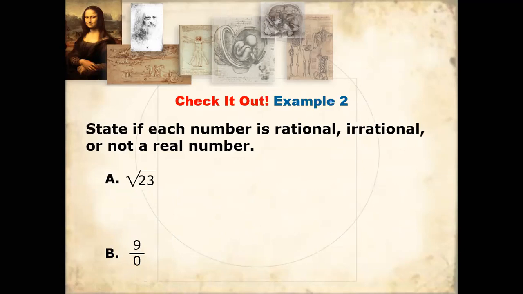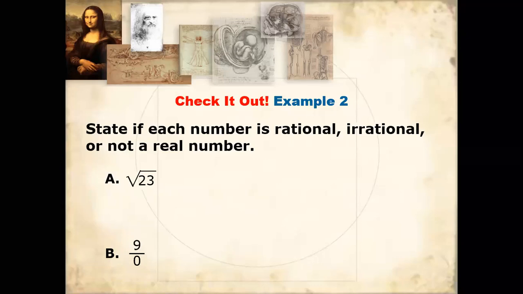Real is the whole set, right? So if it doesn't belong to rational and it doesn't belong to irrational, then for sure it will not belong to real, right? Then the choices were rational, irrational, not real. So we will not choose rational, we will not choose irrational, but we are going to write not real.